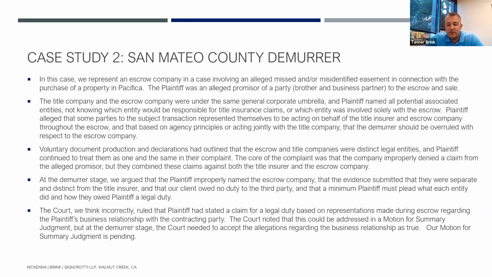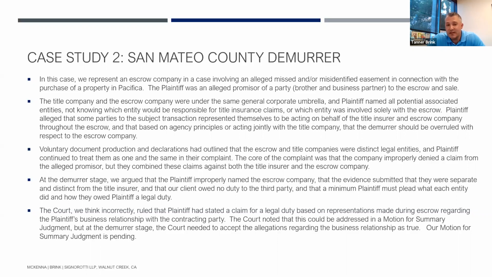Voluntary document productions prior to the demurrer hearing showed that each entity was a distinct entity in what they did and what their roles were in the transaction. And again, plaintiff on demurrer just treated them all the same. Didn't explain who did what they alleged was wrong, none of that. The core of the complaint against our respective client was that the company improperly denied a claim by that third party. And again, he just combined all the causes of action. We, of course, argued at the demurrer stage that the plaintiff improperly named the escrow company, that the evidence submitted showed that they were a separate and distinct entity from the title insurance company, and that our client owed no duty to that third party.